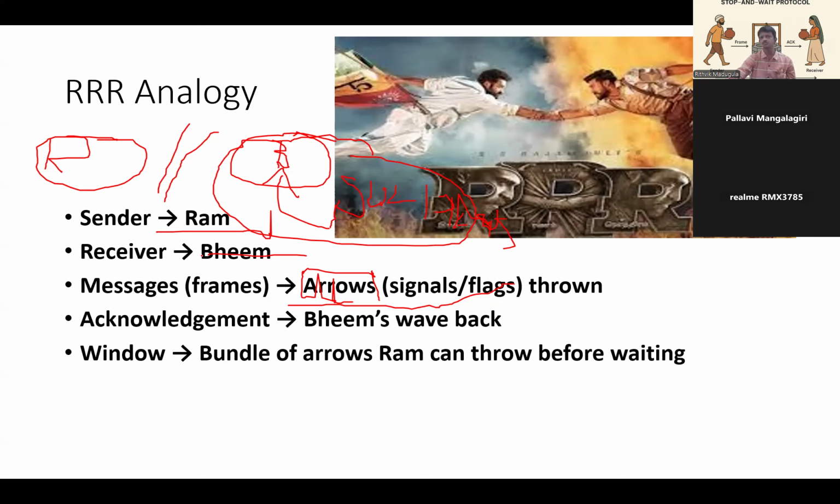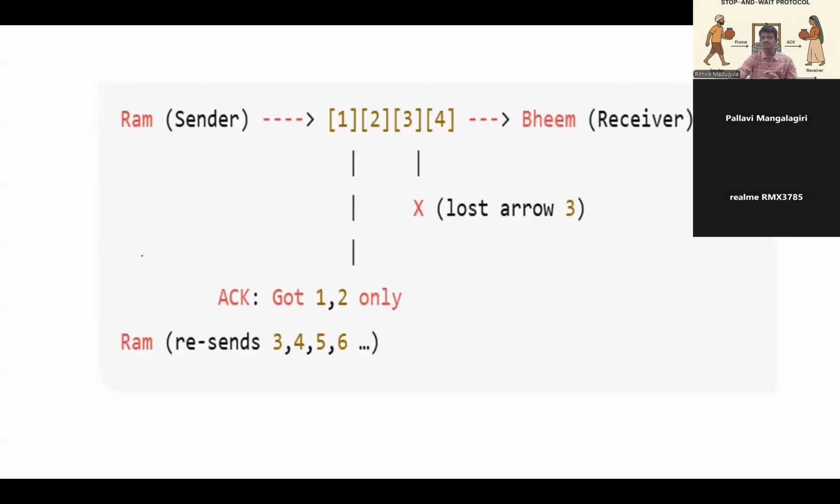So Ram should send a huge amount of packets to Beam in the form of a window. He cannot send 1 or 2 arrows at once because the soldiers are many. So in order to conquer the war, he needs to send a huge amount of arrows, a huge amount of frames. And Beam needs to acknowledge to Ram according to the frames that are received by Beam. So this is the general synergy. Now this is the strategy.